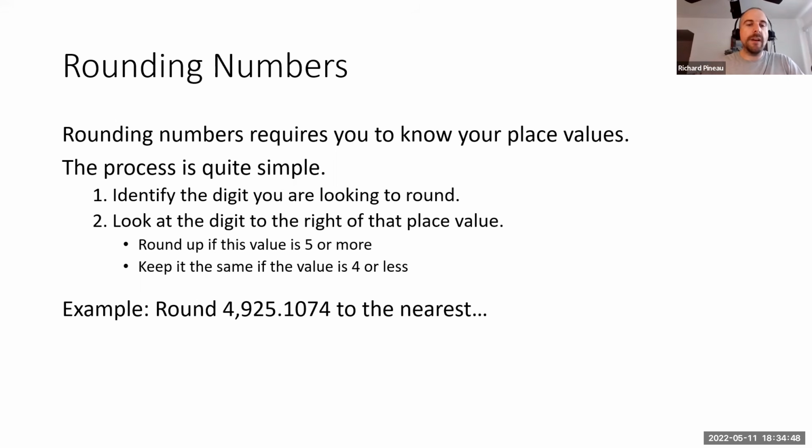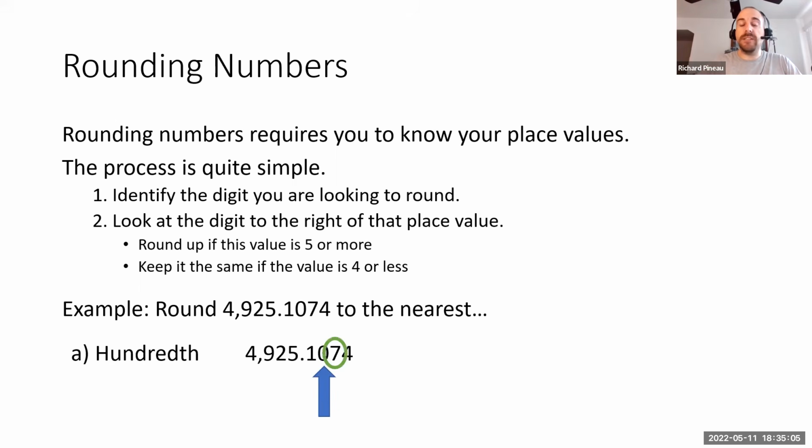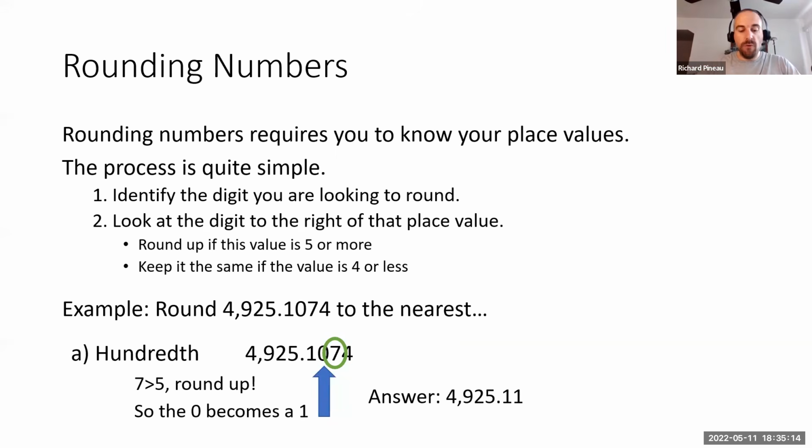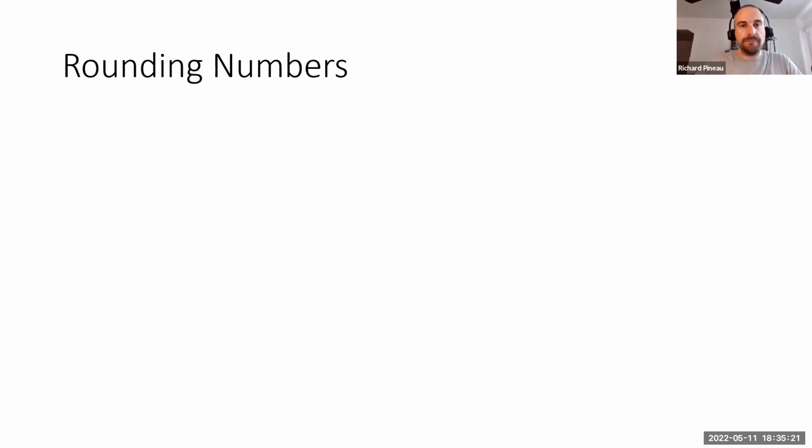4,925 and 1,074 10,000s. We need to round this to the nearest hundredth, all right? So there's the number again. The first thing we do is identify where the hundredths place is. There it is, it's the 0. I look at the number to the right of that, which is 7. And so I ask myself, is 7 more than 5? It is. We round up then. So that 0 becomes a 1. So my answer here would be 4,925 and 11 hundredths. Okay, 11 hundredths.